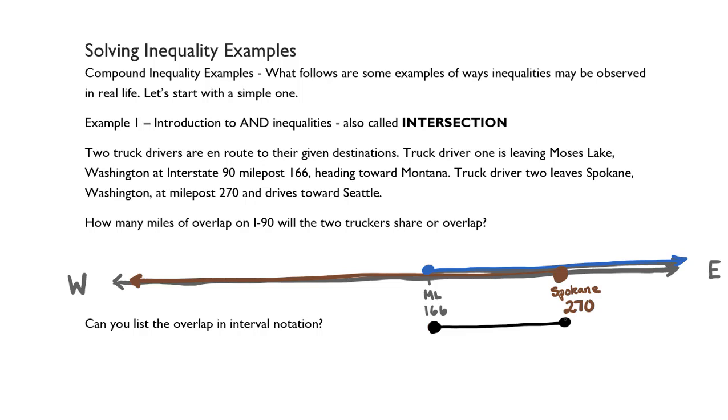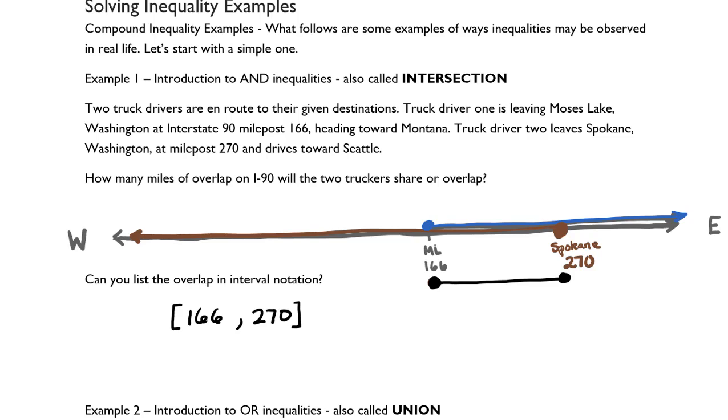Can you list this interval in interval notation? Well, certainly. I know that the two endpoints are included because the truck drivers were both at those mileposts, so we include the endpoints. That means it will be two brackets. Milepost 166 is the starting point and milepost 270 is the ending point. Notice I used brackets on both sides to enclose my interval. Also notice that there are no breaks in this interval where the two truck drivers traveled the same stretch of road.